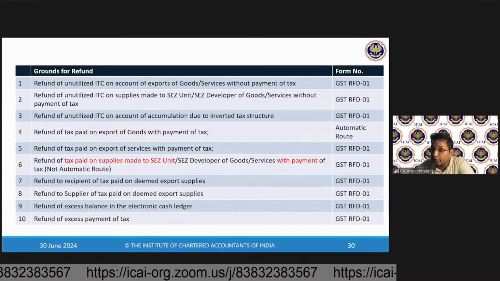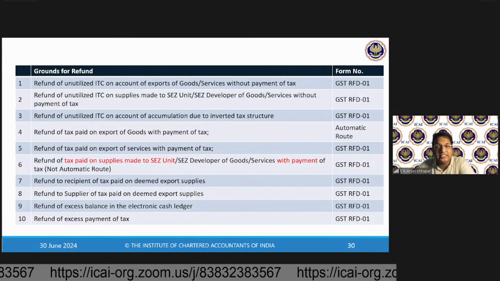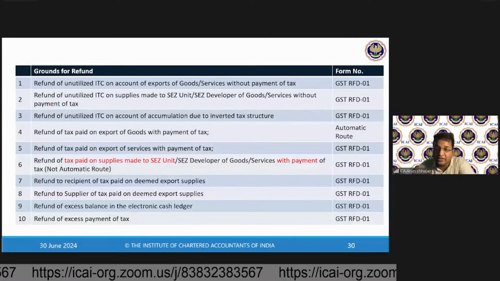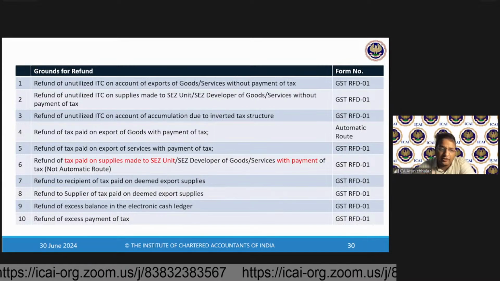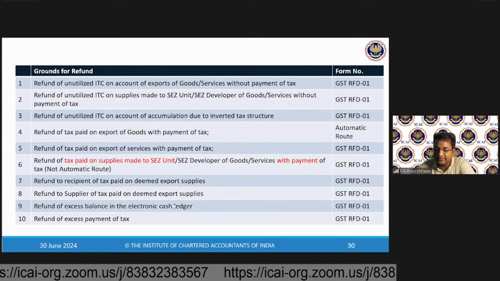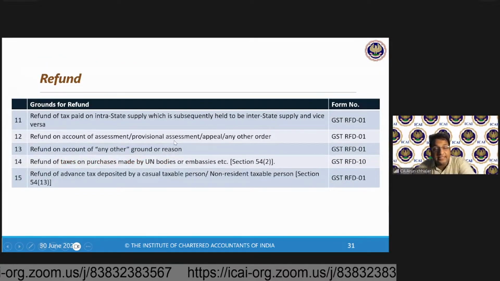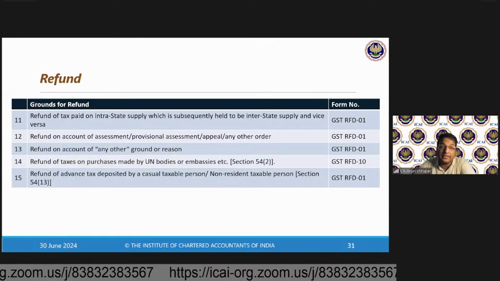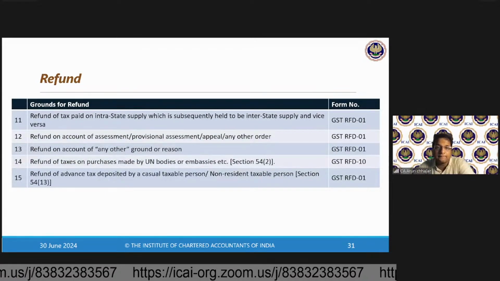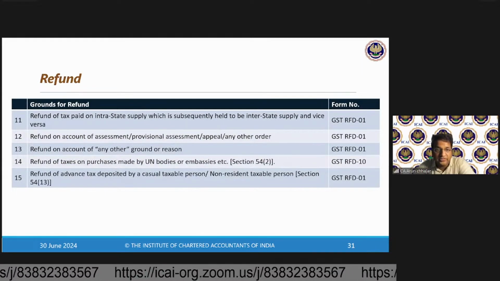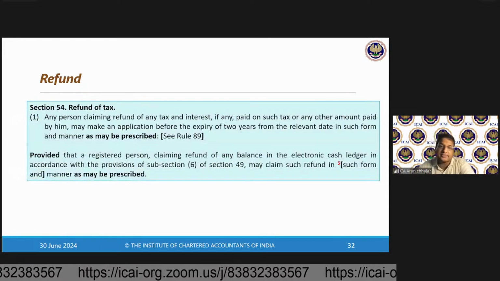In case of deemed export, you have to pay the IGST. The concept of LUT is not applicable in case of deemed export. Then refund of excess balance, excess payment of tax. Then intrastate supply subsequently held to be interstate supply. We will read section 77 in this regard. Or refund on account of assessment, provisional assessment, any other ground, or UIN bodies and casual taxable person.